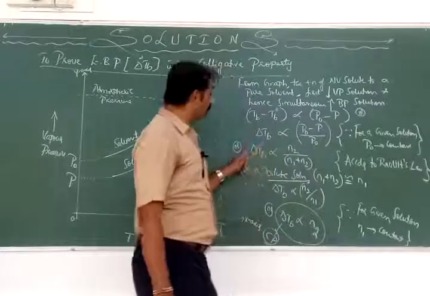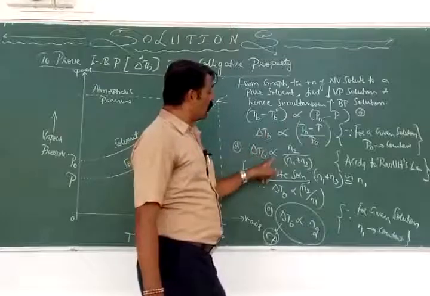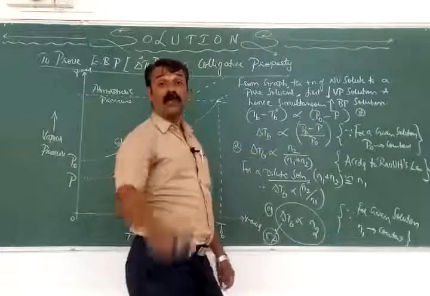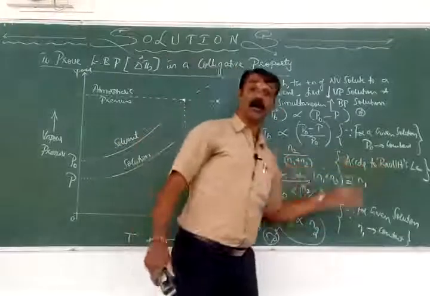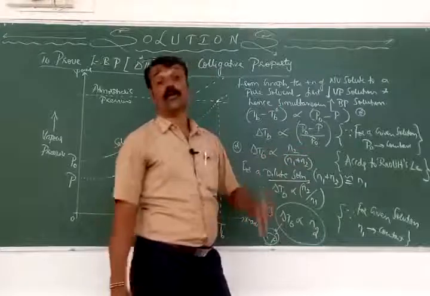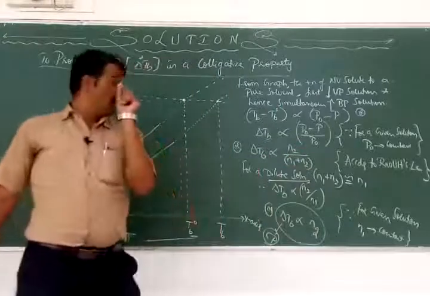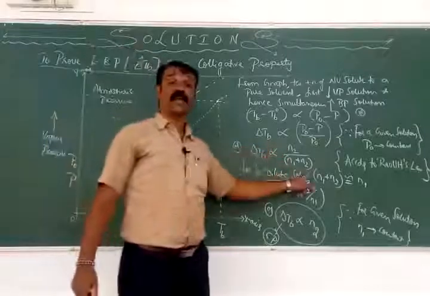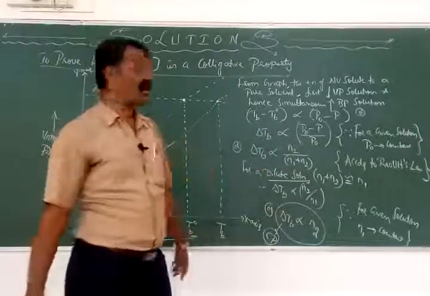Similarly, delta TB is proportional to this, which is indirectly called RLVP. What is RLVP? Relative lowering of vapor pressure. And according to Raoult's law, relative lowering of vapor pressure is nothing but the mole fraction of the solute. How to write the mole fraction? N2 divided by N1 plus N2. N2 divided by N1 plus N2 refers to the mole fraction of the solute.